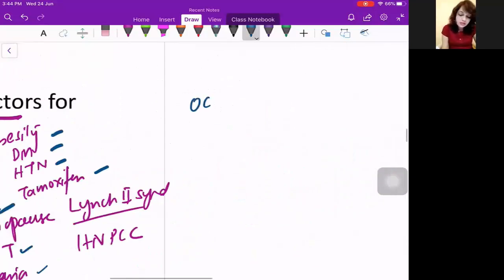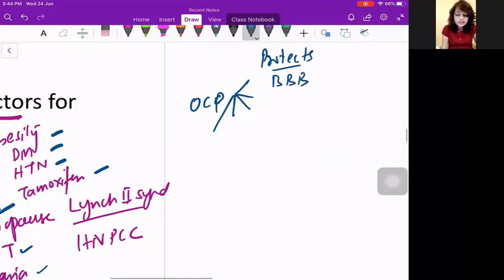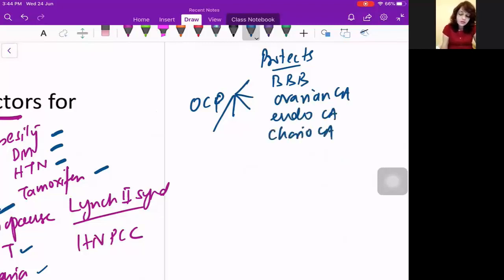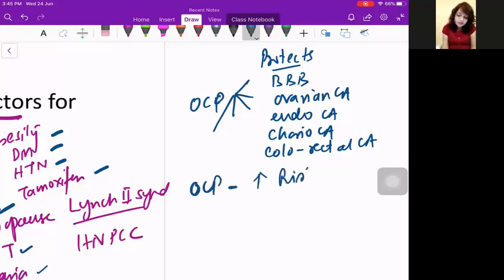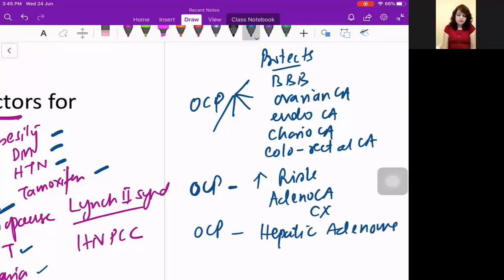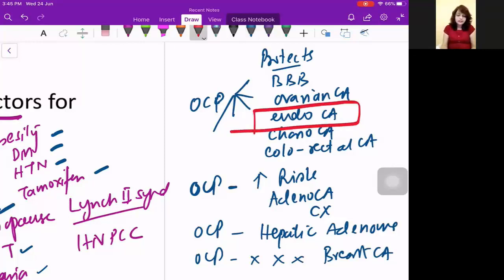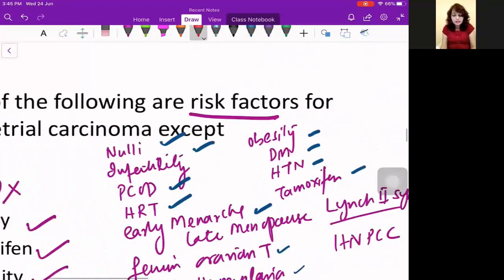Okay. Also remember these lines about OCPs. OCP gives protection against benign breast diseases, ovarian cancer, endometrial cancer, choriocarcinoma, and colorectal cancer. OCP is known to increase the risk for adenocarcinoma cervix. OCP can cause hepatic adenoma. OCP neither causes nor protects against breast cancer. That is what the cancer textbook Novak says. Okay. So OCPs protect against endometrial cancer. Hence, OCP you will mark as the answer in this question.